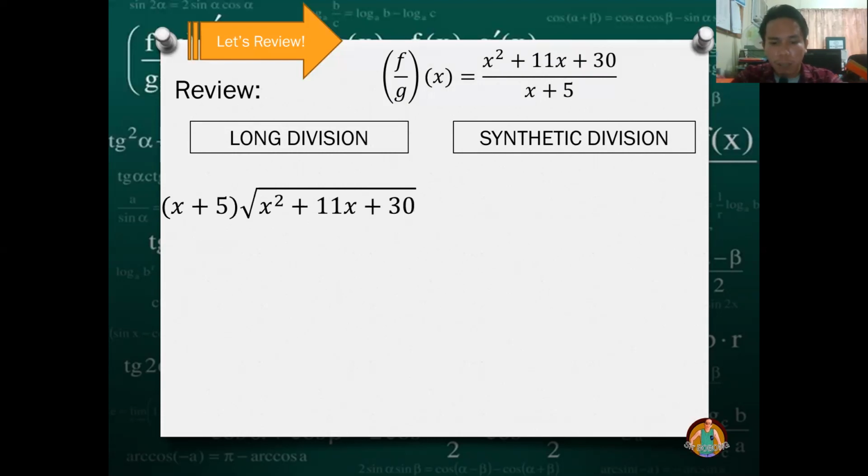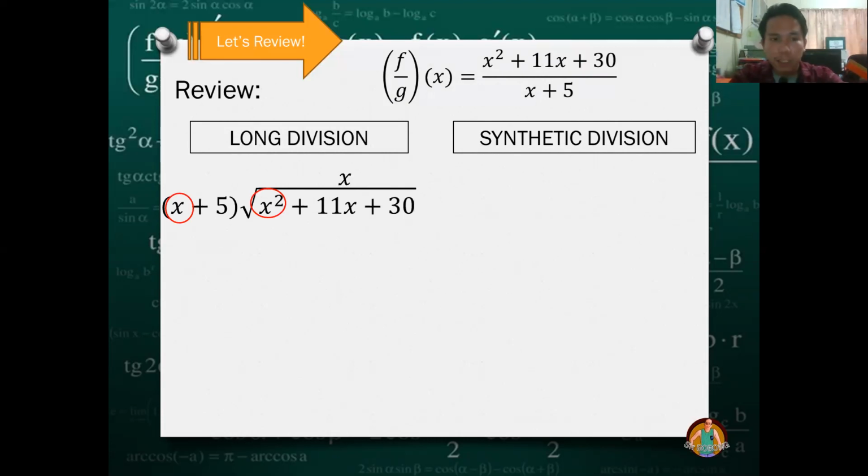So it's like you were just dividing way back in elementary days. Okay? So this time in long division, we are focusing on the first term. Okay, so x squared divided by x. Again, x squared divided by x will give us x.